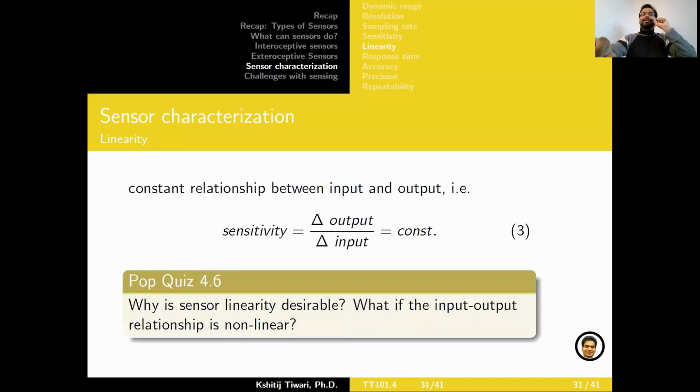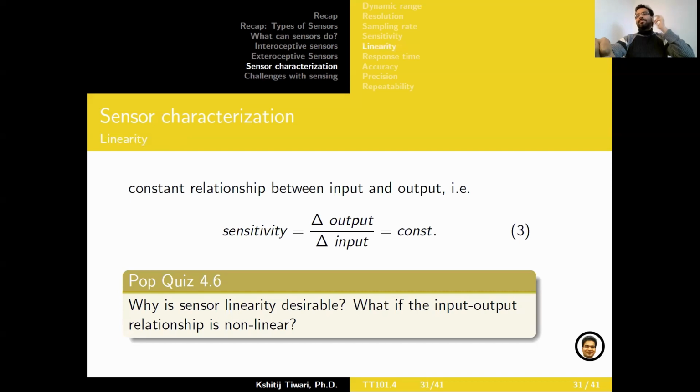Now, when this sensitivity is a constant, we say that the sensor characteristic is linear, which means there is a linear relationship between input and output. So you could consider that your output is a scaled version, varies linearly with respect to a constant scalar. But the point is, oftentimes this is desirable.